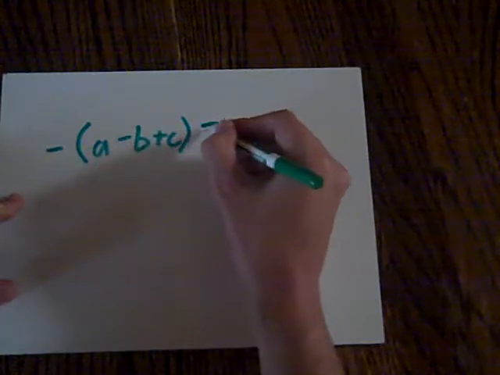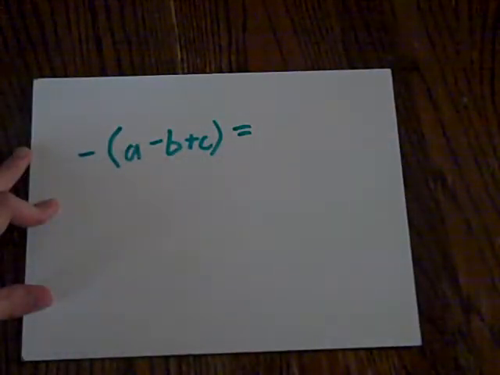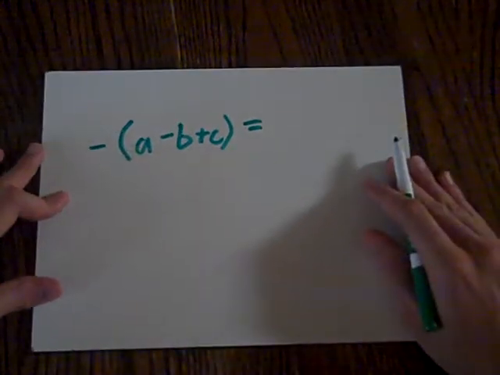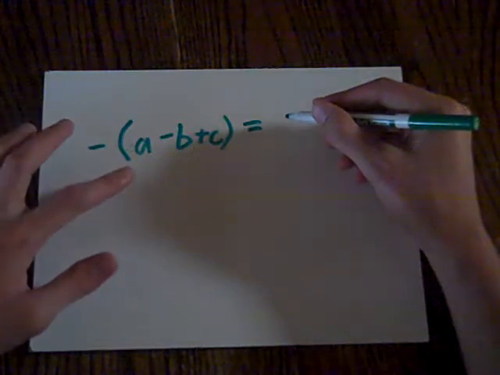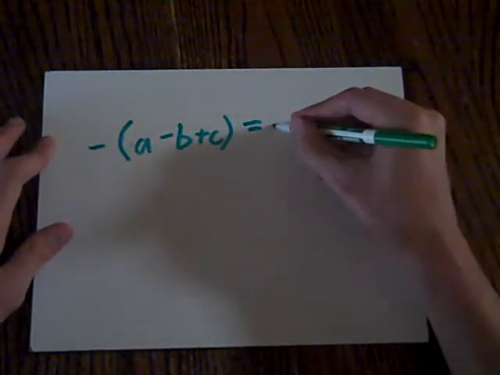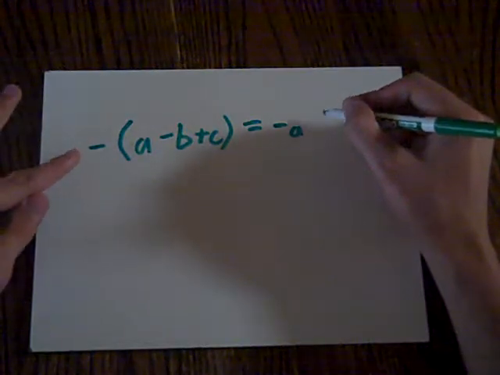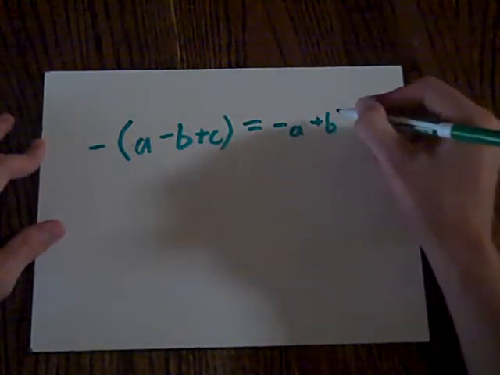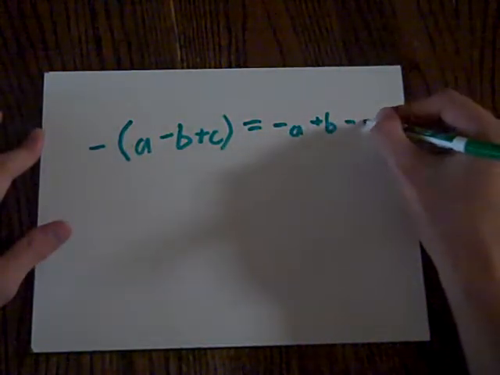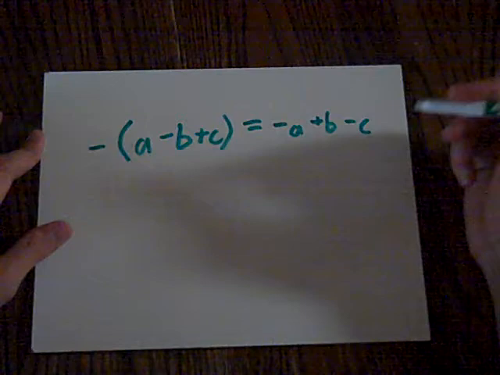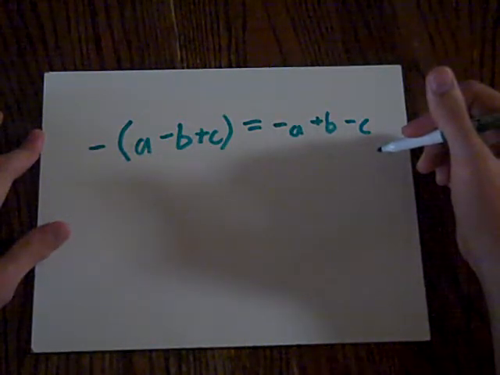Distribution equals, well, let's figure this out. That's a positive A, so we change it to a negative A. So it's negative A. Negative B, so we change it to a positive B. Plus B. Positive C, so we change it to a negative C. Minus C. Very good. And that's how it works.